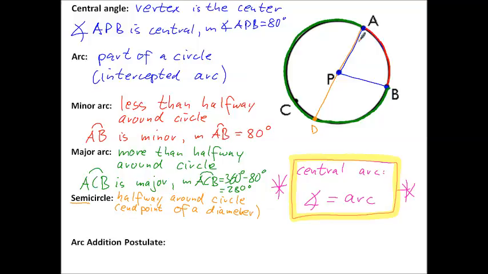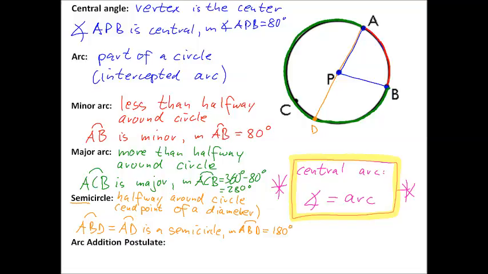And the way we denote the semicircle, we have two different options. We can denote it with three letters. So we could say arc ABD. We could also say arc AD. Doesn't matter because it's a semicircle. It's right between a minor arc and a major arc. And the measurement of the semicircle arc ABD is half of a full circle, half of 360 degrees, which is 180 degrees.